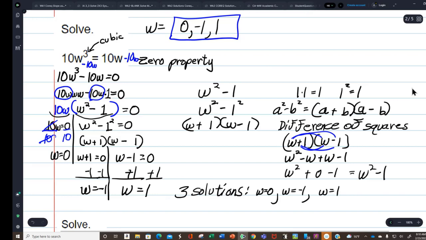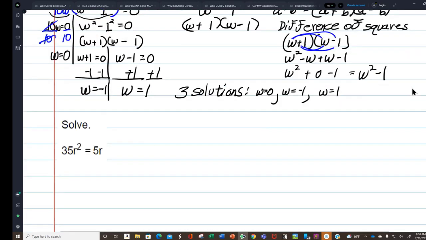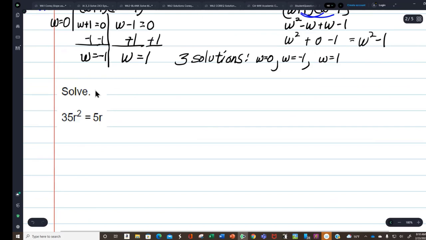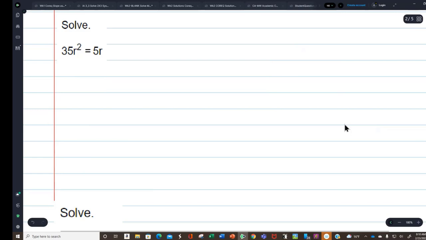I hope all this is looking familiar to some of you. This problem is just like that problem. Let's do it. Use the zero property principle. Subtract 5r from both sides of the equation.